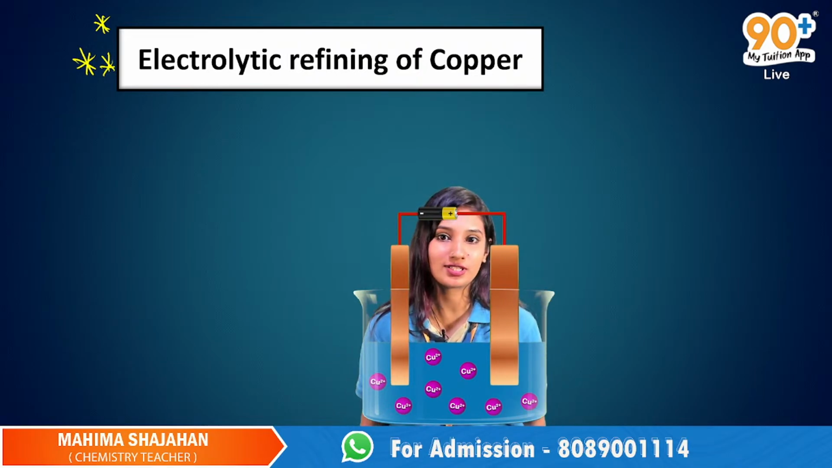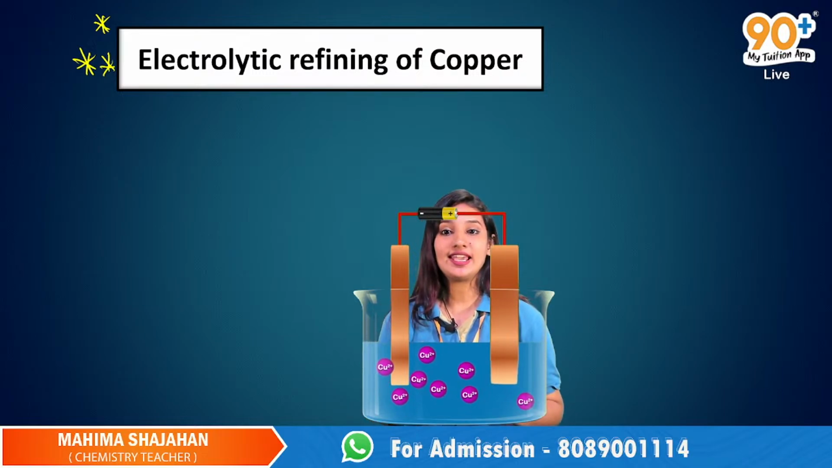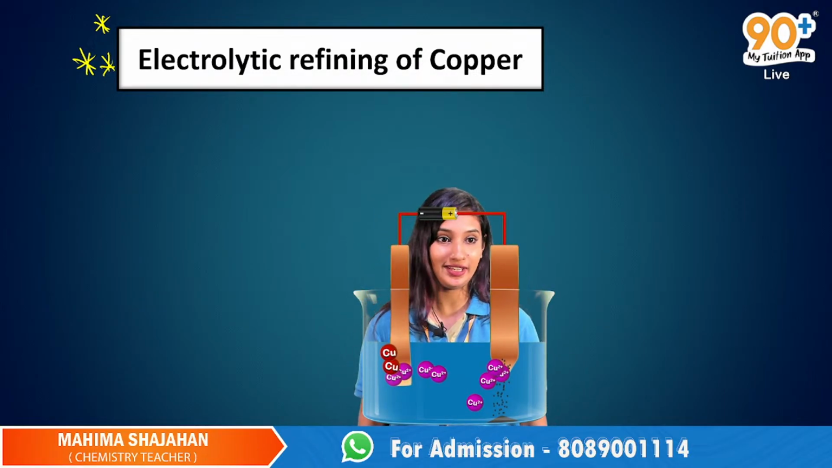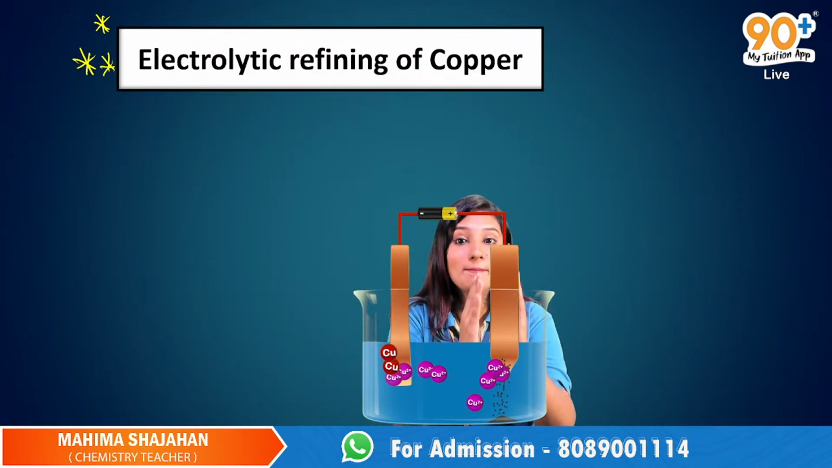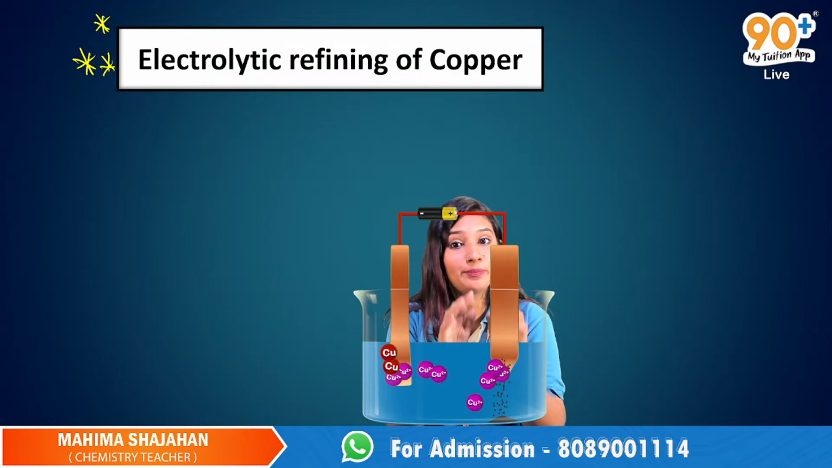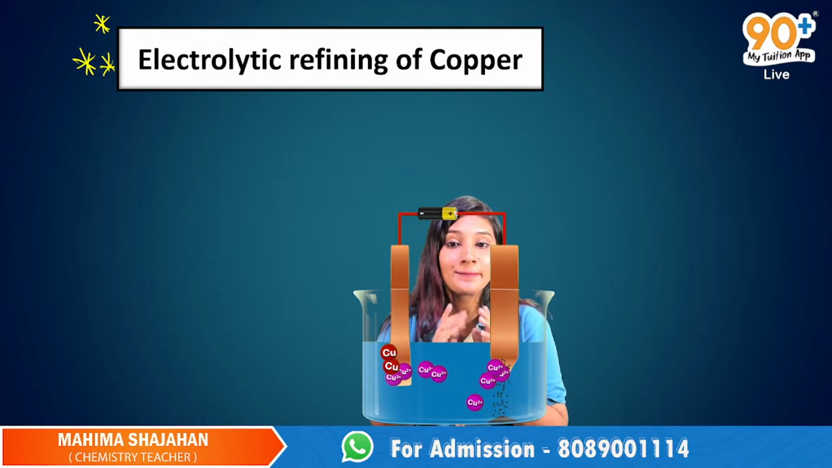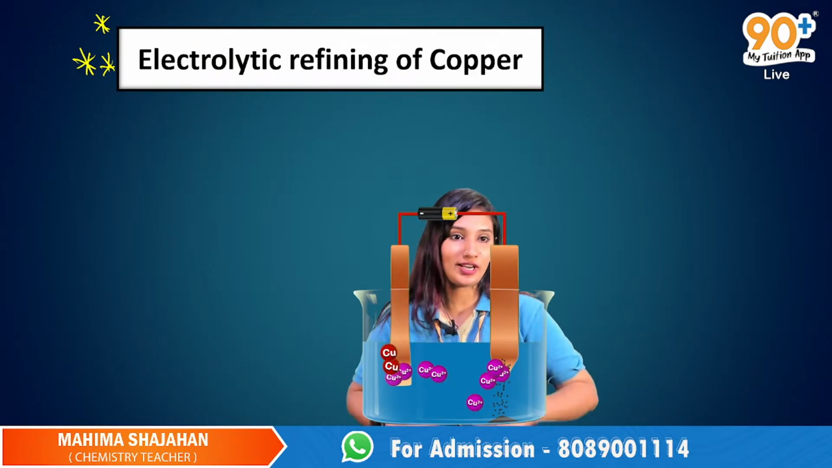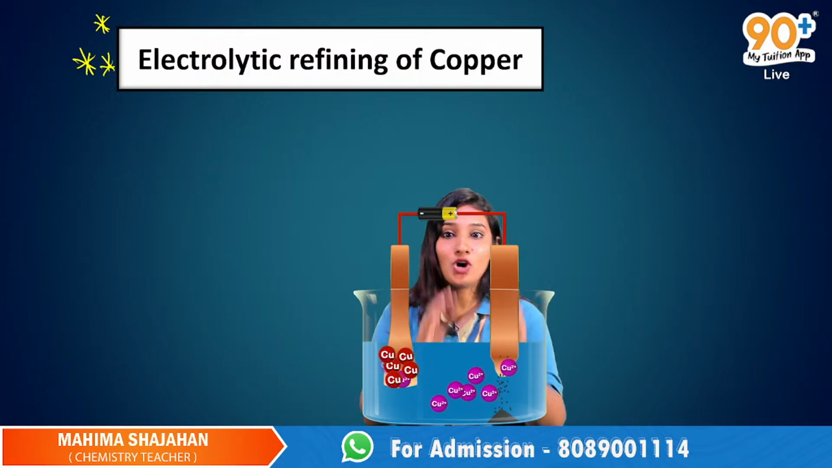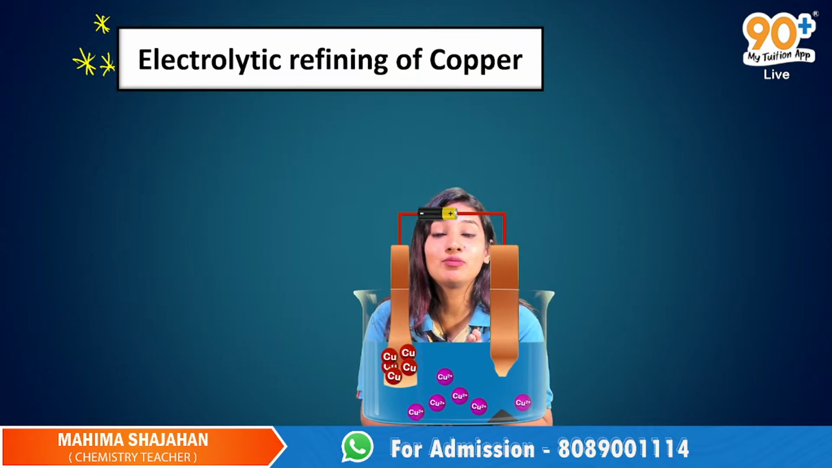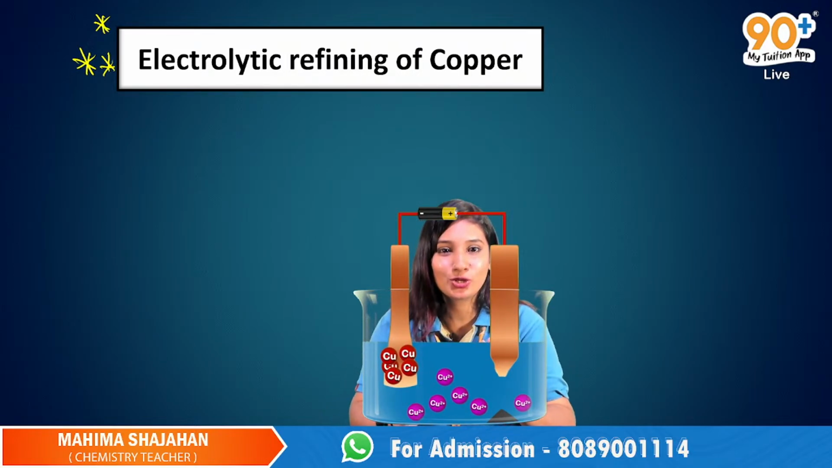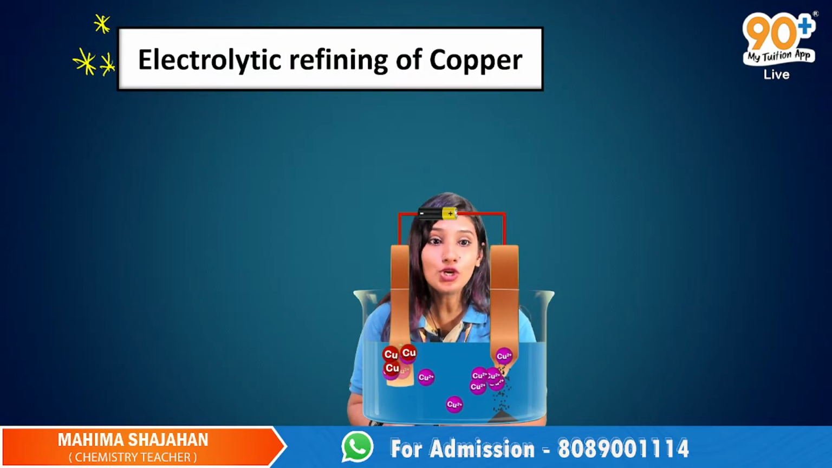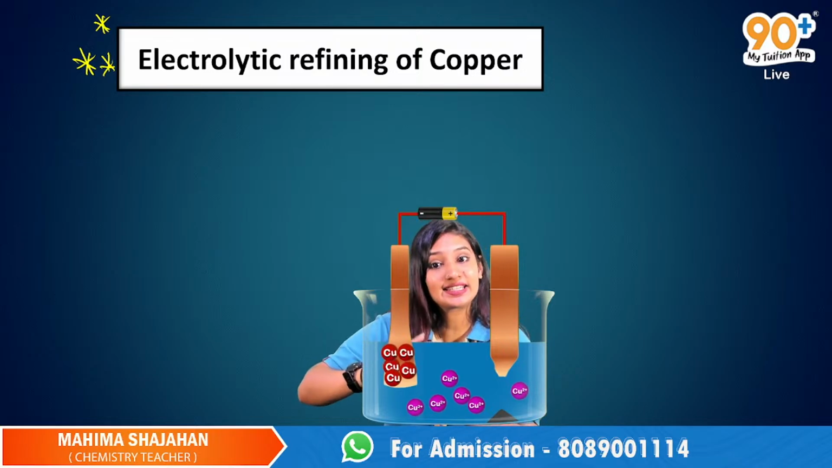Now we are going to pass electricity. And let's see what happens. Now, whenever I start passing electricity, the copper from the anode, which has some impurities along with it, will get dissolved into the electrolyte. Now, an equivalent amount of Cu2+ from the electrolyte gets deposited at the cathode.